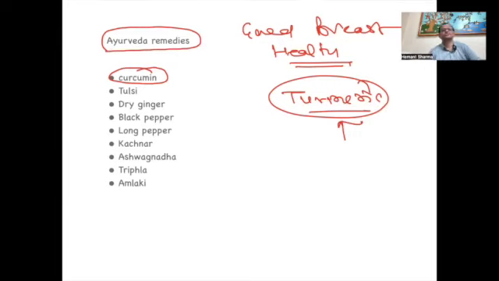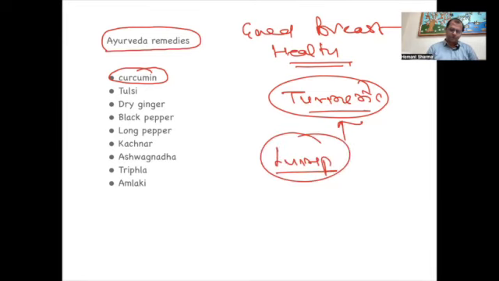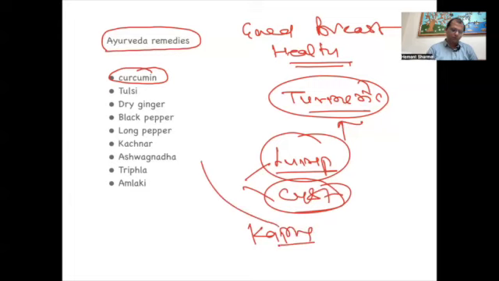Curcumin is very important in turmeric. Whenever there is any lump or cyst formation, it is because of kapha. With the help of curcumin, we can reduce the kapha. Many lumps come from too much kapha, and curcumin can reduce the swelling. Another ingredient, tulsi, is one of the great things for overall health and even for any type of cancer.